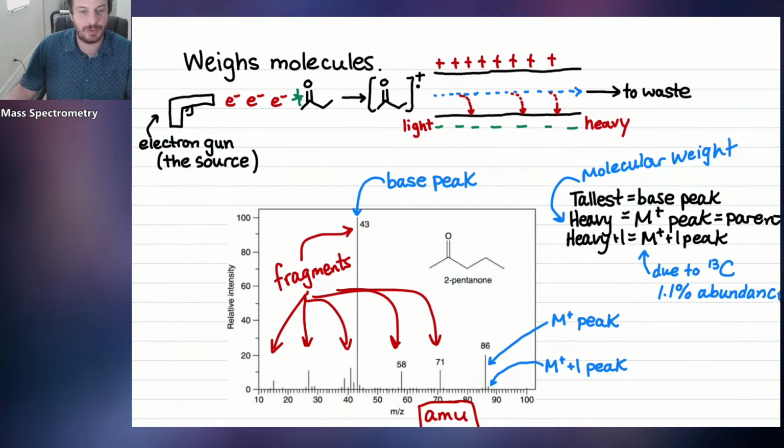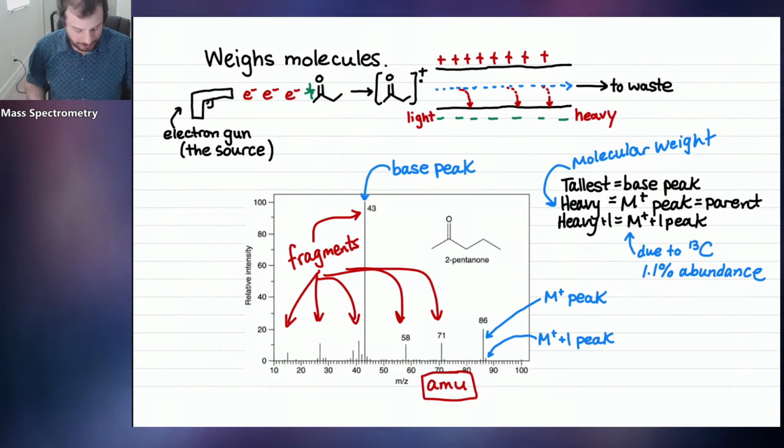All we care about is, can we label a mass spectrum like this? Can we find the M plus peak? Can we find the M plus 1 peak? And can we find the base peak? And then can we look at the M plus peak and figure out the molecular weight of the compound? By the way, the fragments are sometimes called the daughter ions. So just look for that term if you see that anywhere.